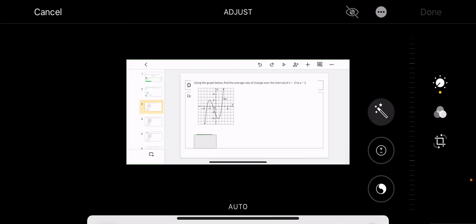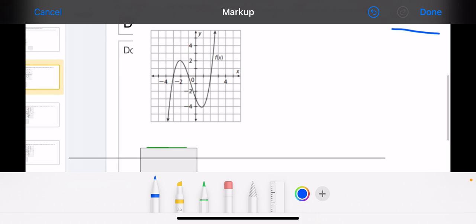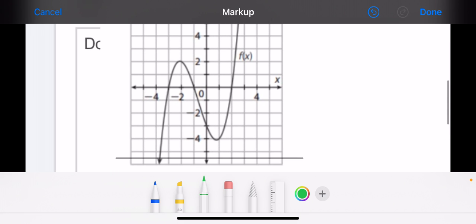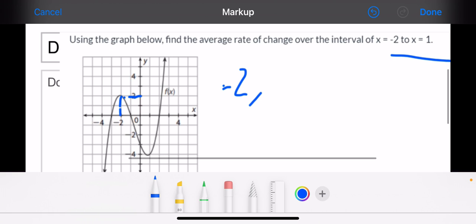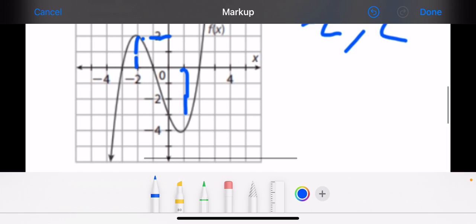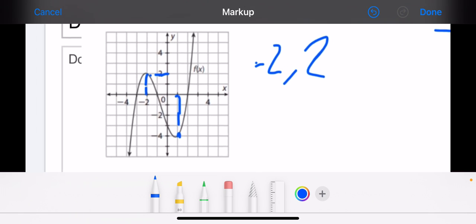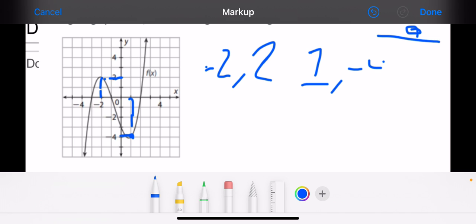Use the graph to find the average rate of change between negative 2 and 1. So we found negative 2 earlier. It would be this line right here, which would add up to 2. So 2, 2. And we have to find it at 1. If we go to 1, which is right here, we go down and it's at negative 4.